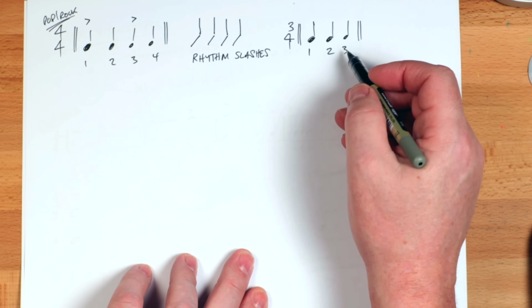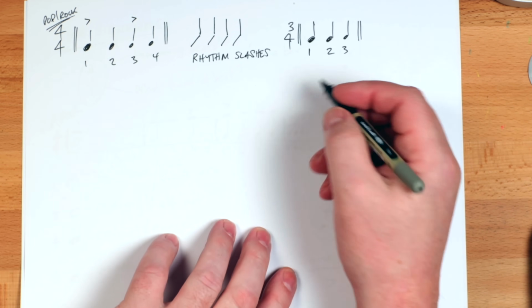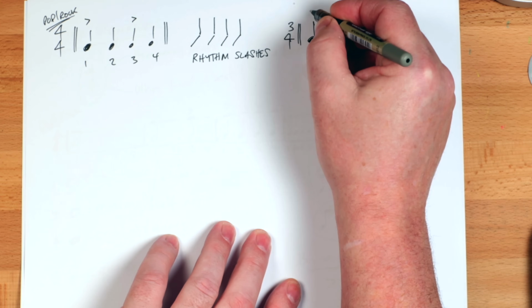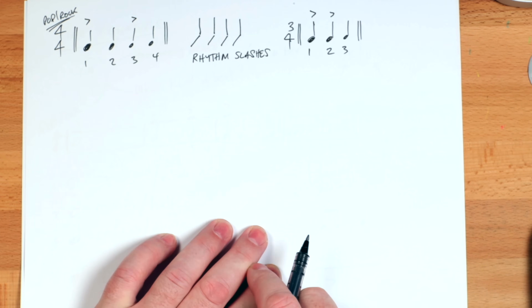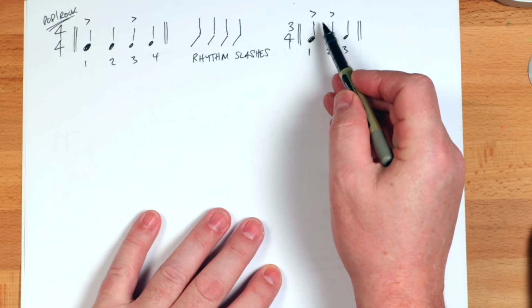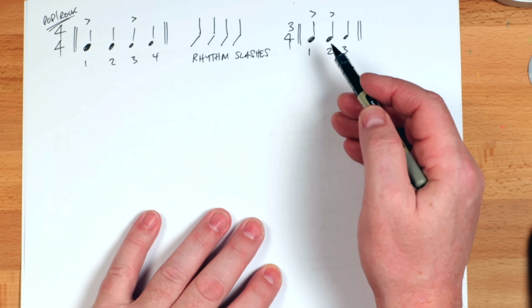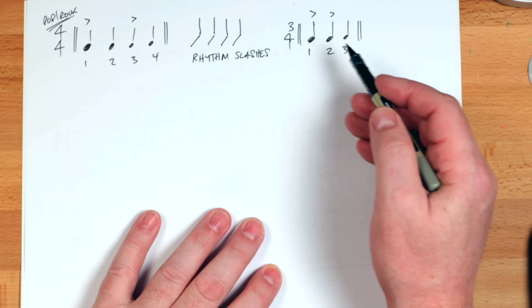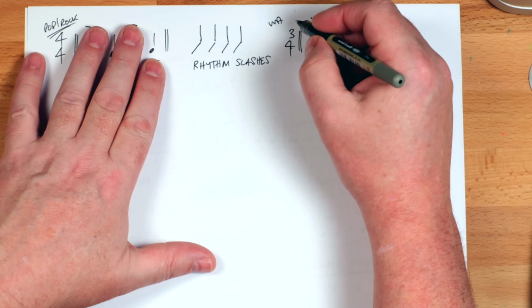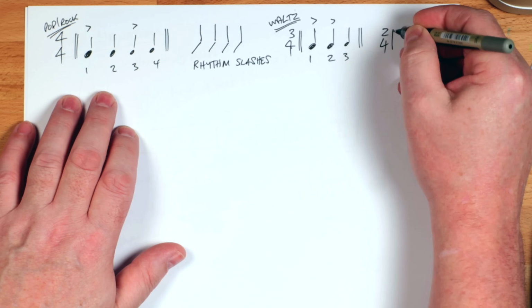Now, that might sound a bit weird because, you know, it doesn't divide by a quarter, but that's the way we look at it. And we put the binary pulse in strength going 1, 2, 3, 1, 2, 3, 1, 2, 3, 1, 2, 3. So 3, 4, 1, 2, 3, 1, 2, 3. It is the waltz.